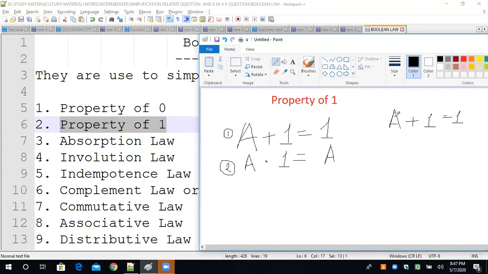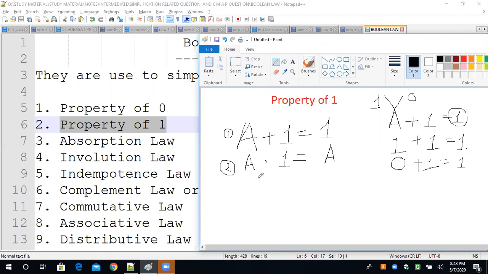First of all, a is a single variable, and a single variable has two values, we can take either 0 or 1. So first of all, I am taking the value 1. So 1 plus 1, according to the addition in Boolean, you will definitely get 1. If I take 1, 1 plus 1 is equal to 1. Now I am taking the value of a as 0. So 0 plus 1, again you will get 1. So whatever the value of a I take, the output will always be 1. This is called the property of 1.